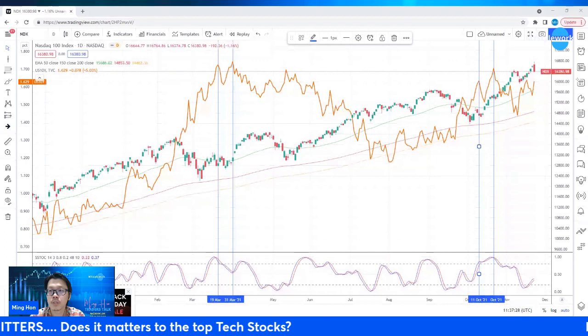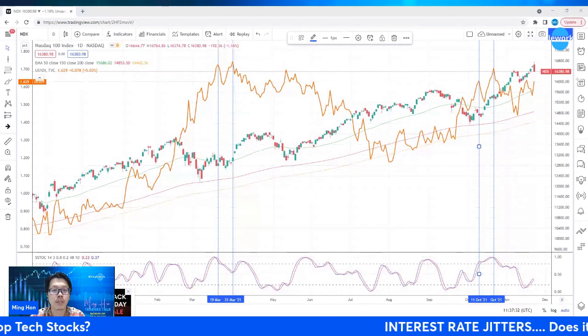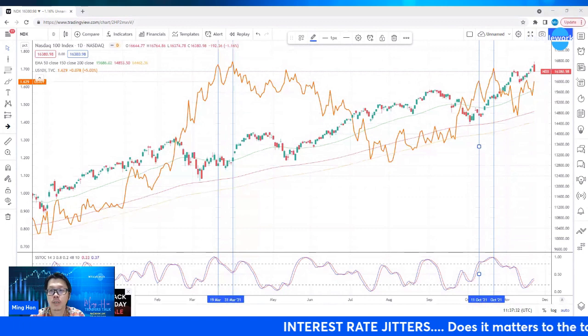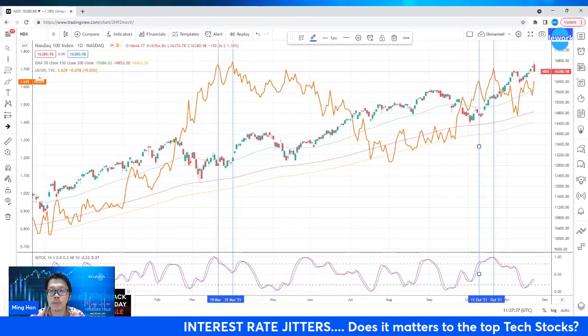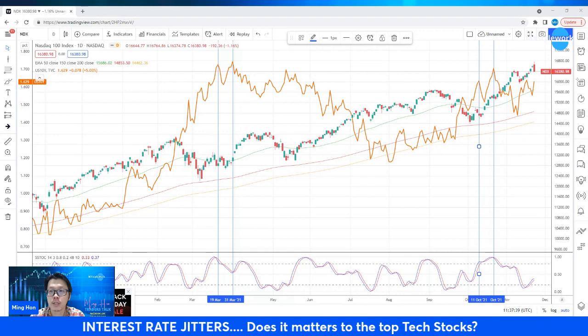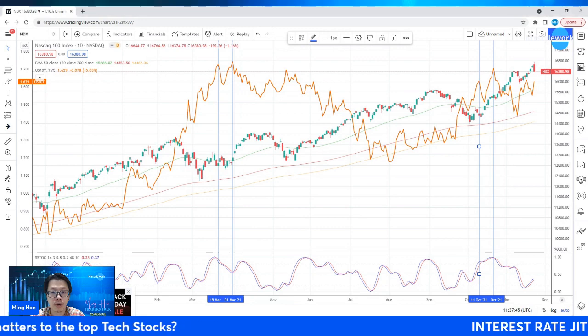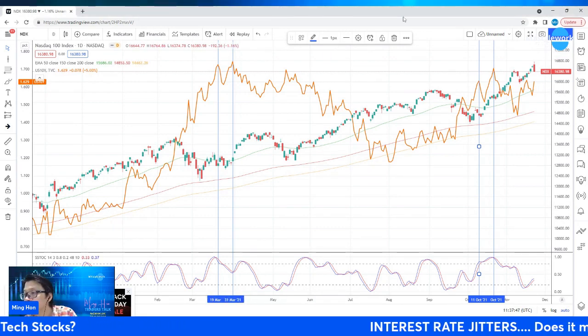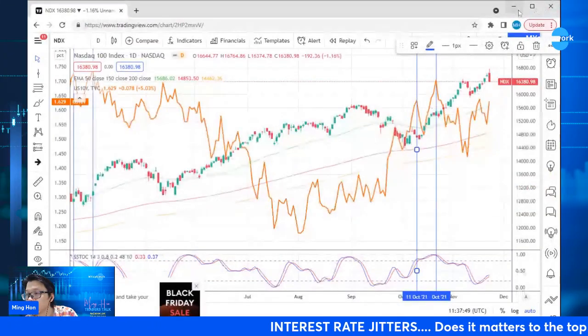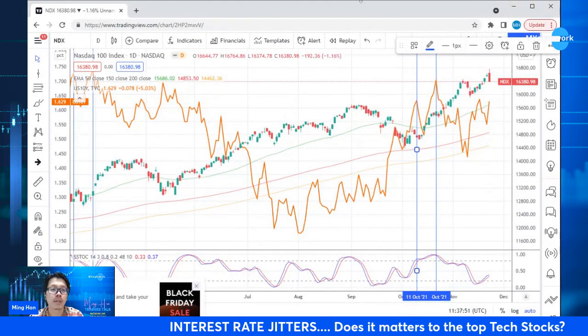Oops. Okay. Wait. I lost my screen. Let me just hang on a sec. Too many screens open. Let me close all of them. Oh, okay. It went to my second screen. Okay, let's bring it back.